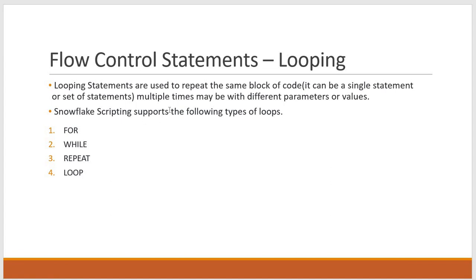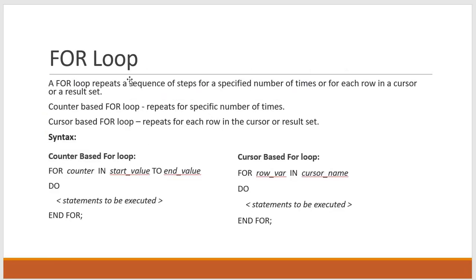Snowflake scripting supports four types of loops: for loop, while loop, repeat loop and loop. Let's discuss all four loops. The first one is the for loop. A for loop repeats a sequence of steps for a specified number of times, or it will process each row in a cursor or in a result set. Don't confuse what is meant by cursor or result set. In the next sessions, I will explain about cursors and result sets.